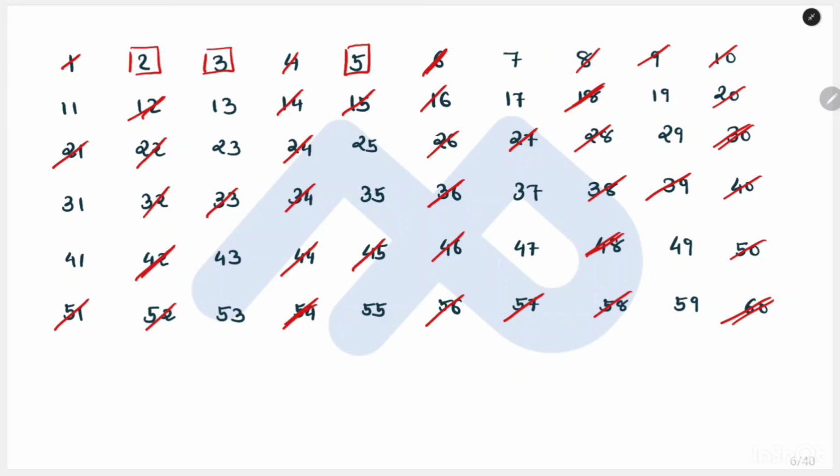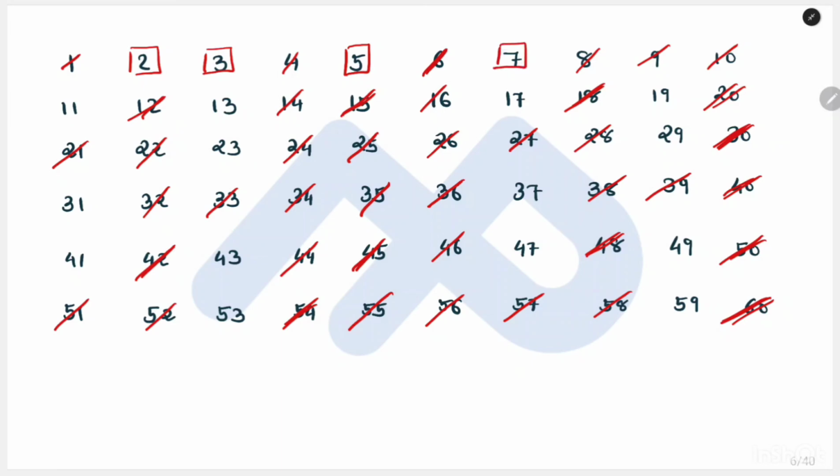Next is 5. So all the multiples of 5 I'll remove. So that's 10, 15, 20, 25, 30, 35, 40, 45, 50, 55, and 60. Then comes 7. 7 is a prime number.